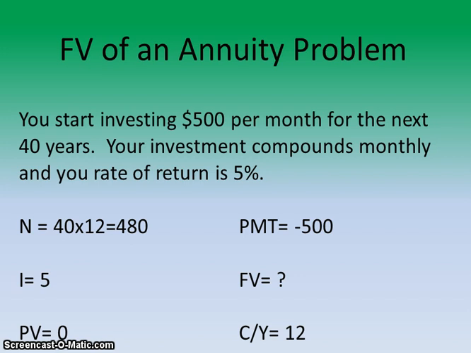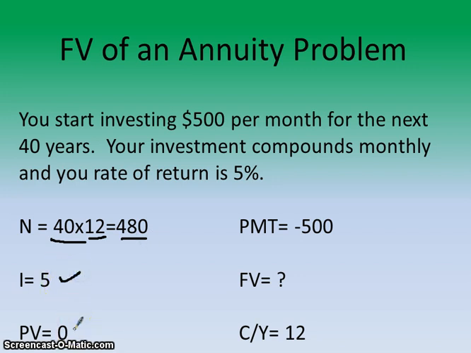Here's an example of an annuity problem. You start investing $500 per month for the next 40 years. Your investment compounds monthly and your rate of return is 5%. So when we look at this, our N is 40 years times 12, since it's monthly payments. Our N comes out to 480. Our interest rate is 5%.